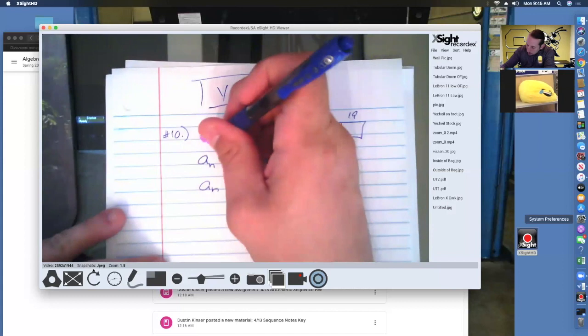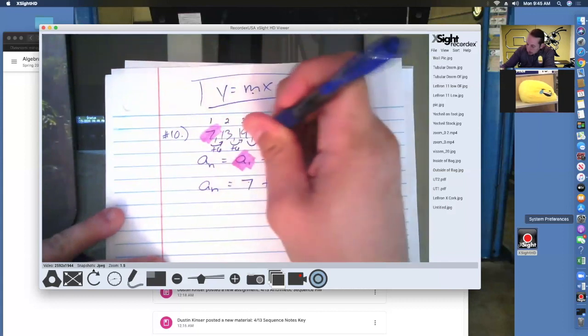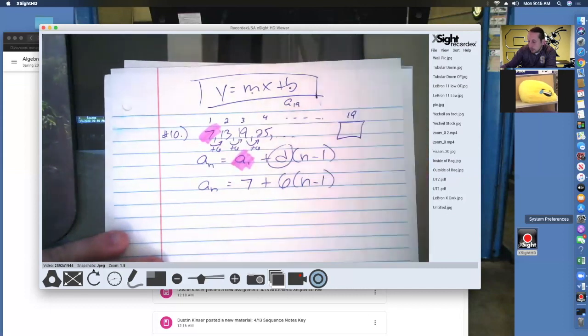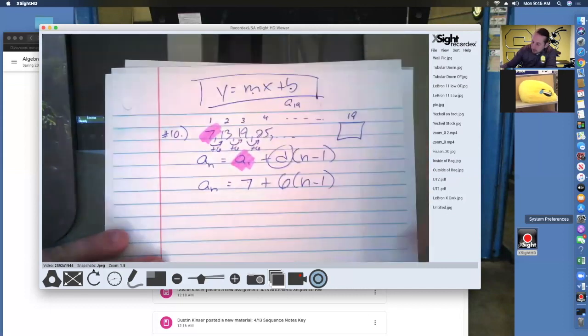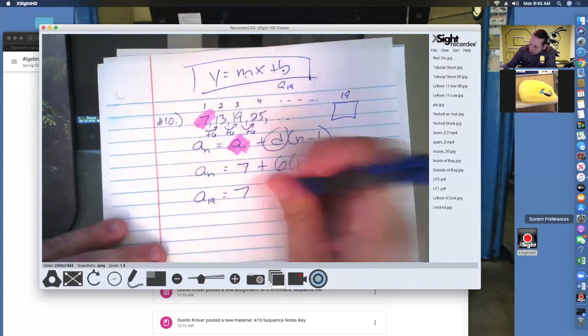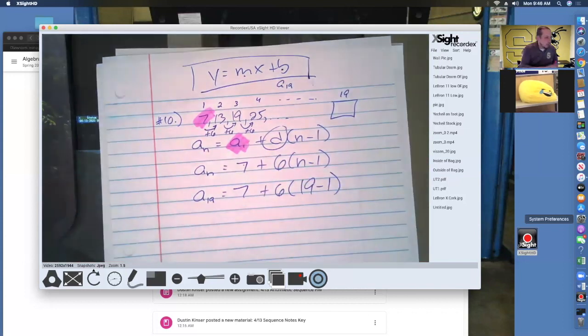So if you look at this, I'm going up 6. So that's just going to be a 6 then, because that's how much I go up every time. Then I have n minus 1. And now, since they're asking for my 19th term, they're just saying n is going to be 19. So all that tells you is to plug 19 into that equation. Okay. 6. 19 minus 1.